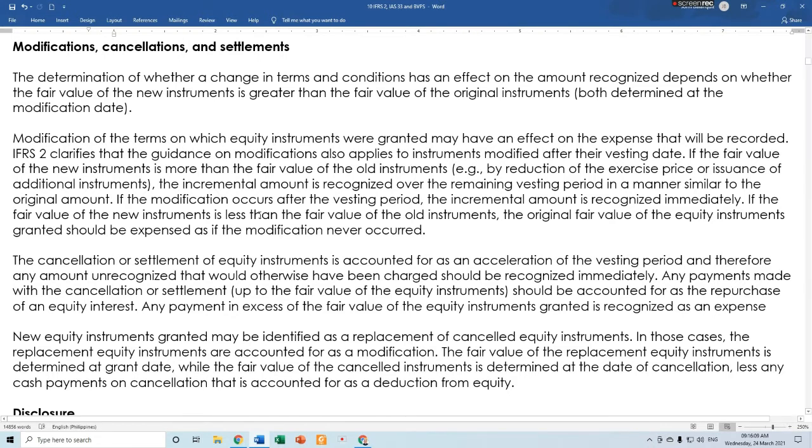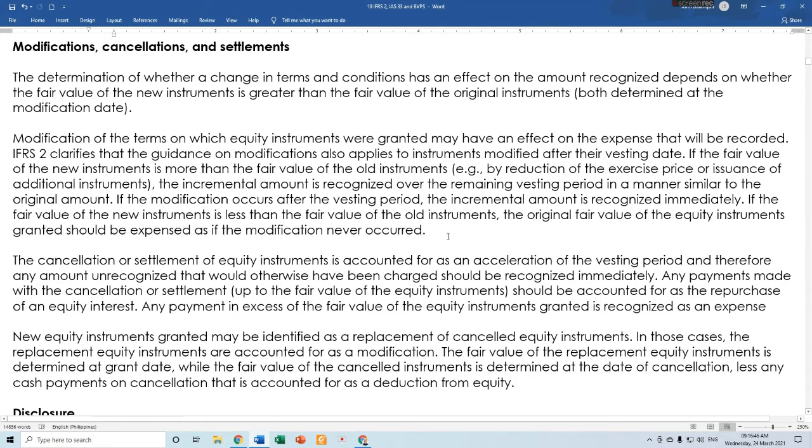Okay? If the modification occurs after the vesting period, the incremental amount is recognized immediately. O yun, madali lang naman intindihin yun. Wala nang vesting, wala nang hati-hati. Diretsong recognize. If the fair value of the new instrument is less than the fair value of the old instrument, the original fair value of the equity instruments granted should be expensed as if the modification never occurred. Okay? So, the original fair value of the equity instruments granted should be expensed as if the modification never occurred.